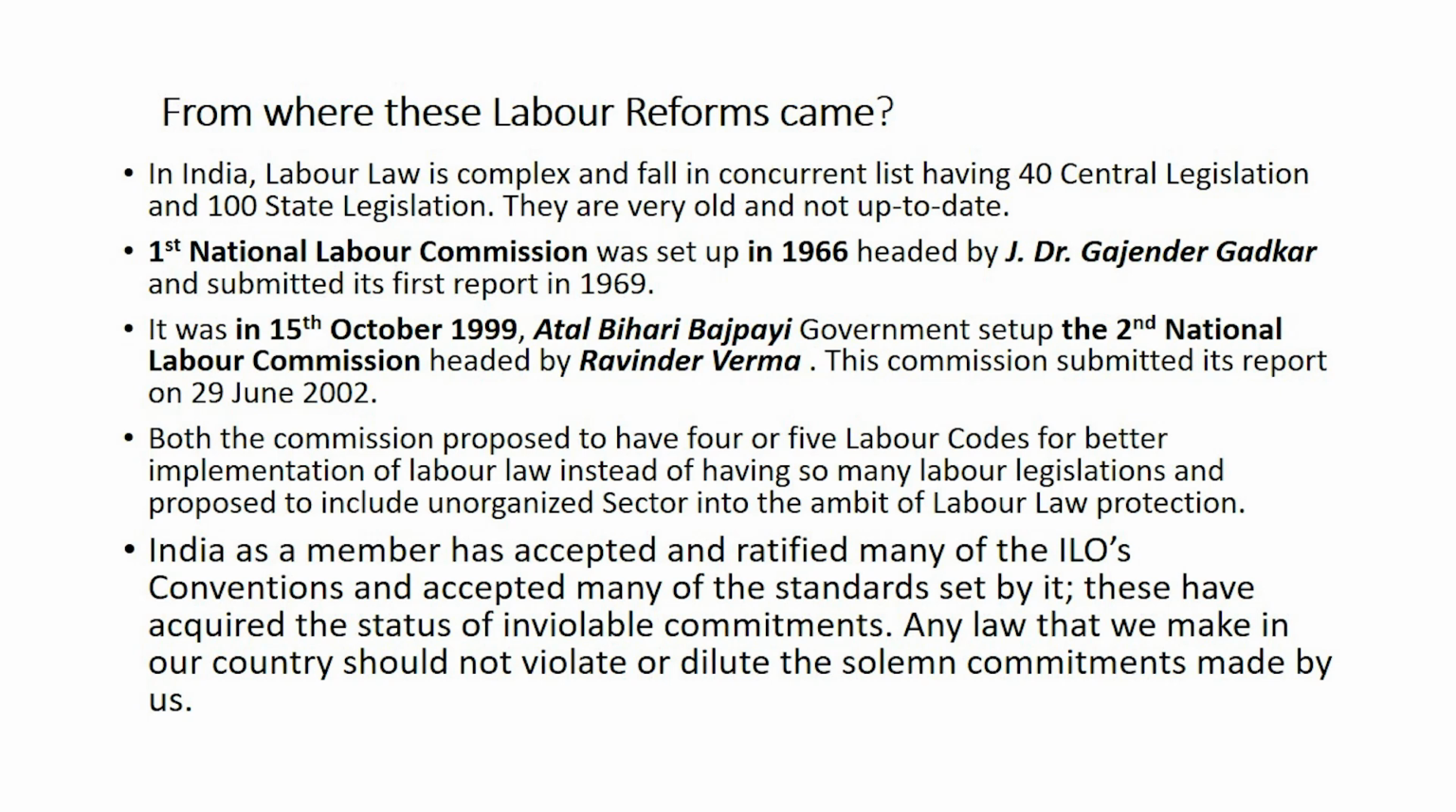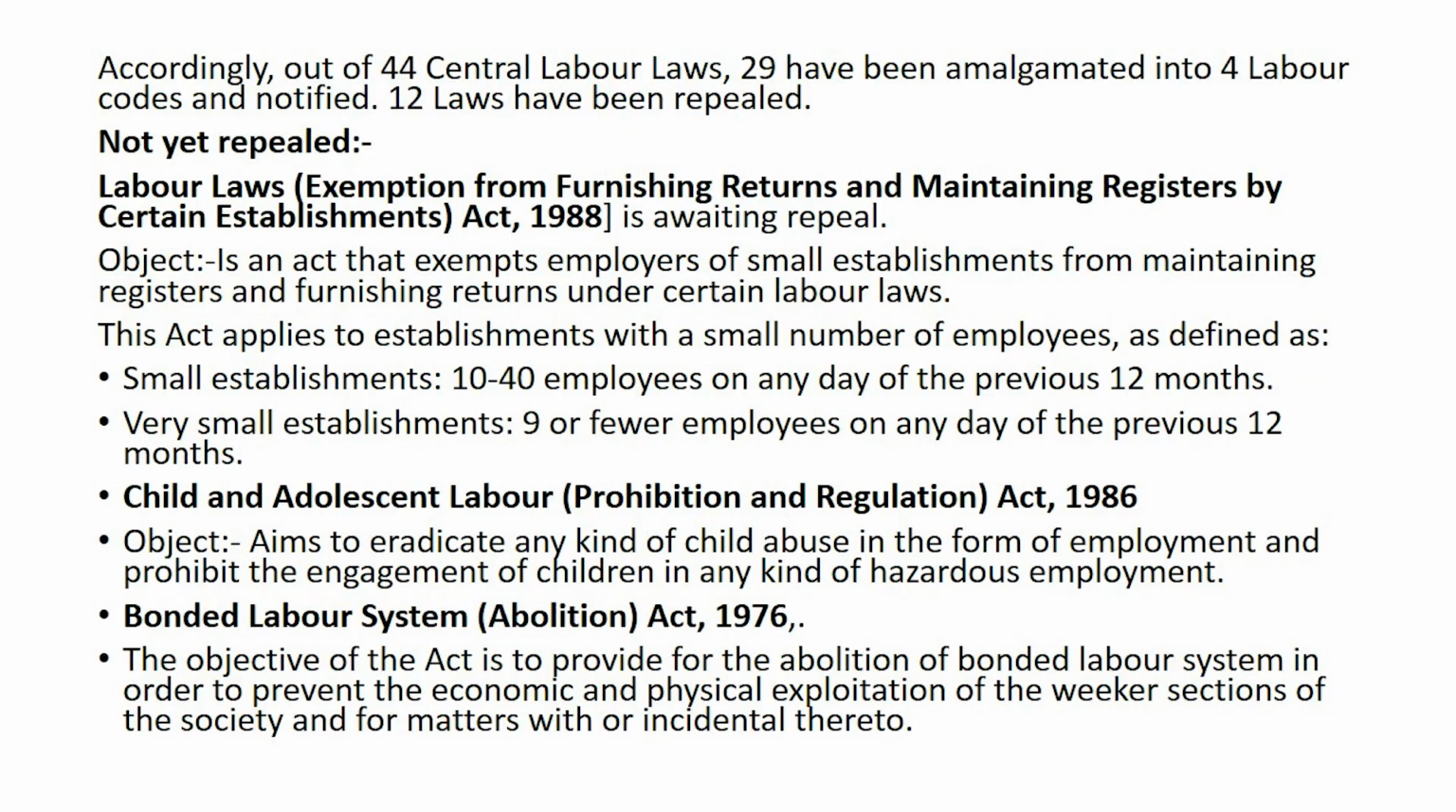Both the commissions proposed to have 4 or 5 labour codes for the better implementation of labour law, instead of having so many labour legislations, and proposed to include the unorganized sector into the ambit of labour law protection. Accordingly, out of 44 central labour laws, 29 have been amalgamated into 4 labour codes and notified. 12 laws have been repealed.